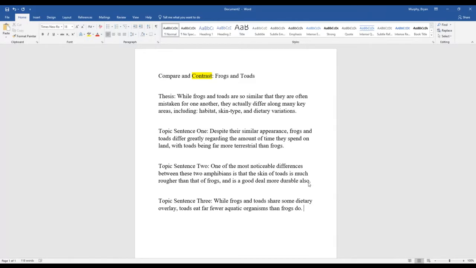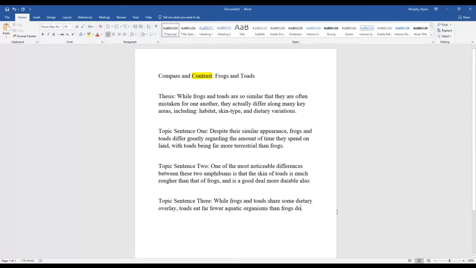So that will do. I mean, it's not super long. While frogs and toads share some dietary overlay, toads eat far fewer aquatic organisms than frogs do. I think that's perfect. And we can go in and talk about the different types of aquatic organisms that a frog is going to have more readily available access to that a toad will not, and the types of things that maybe a toad would eat that a frog will not.